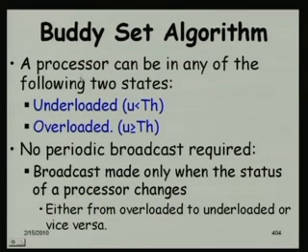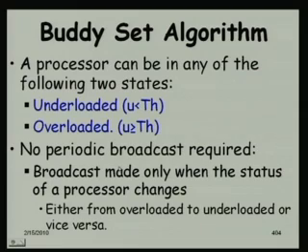Here a processor can be in only two states, either underloaded or overloaded. There are variations of this buddy set algorithm in the literature. You can find some algorithms that maintain three states: one is the underloaded state, one is the OK state, where they are neither too overloaded nor too underloaded, and then an overloaded state. Overloaded and underloaded are based on some threshold values. If it is more than, let us say, 0.4, we will say that it is overloaded, and less than 0.4, it is underloaded.